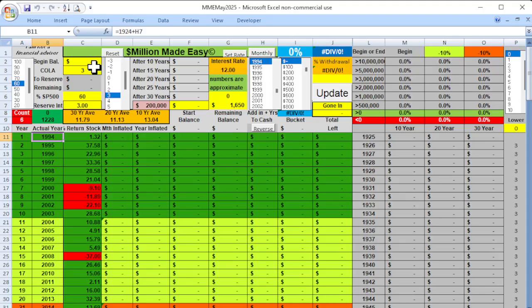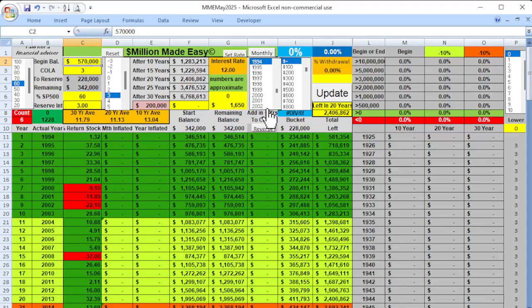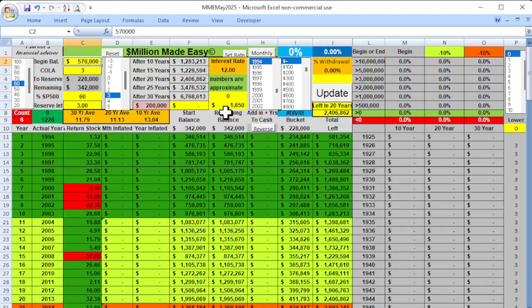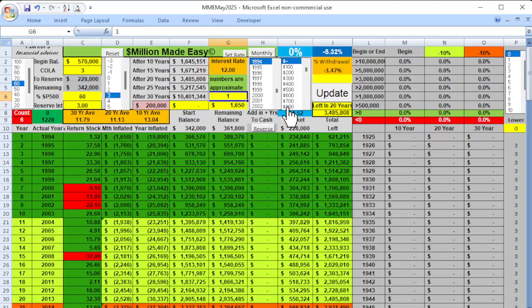For example, we have an individual who's going to have a 60-40 asset allocation, and he has 570,000 saved up. He's going to get 2,357 at age 67 from Social Security, but he's 62. He wants to take it at 62, so he's going to get 1,650. That's the very first year here. He's turning 62 here. So from his nest egg, by the way, he figures he's going to need 4,500 a month.